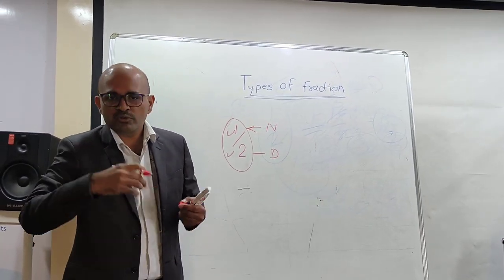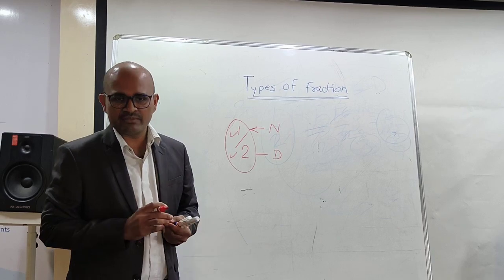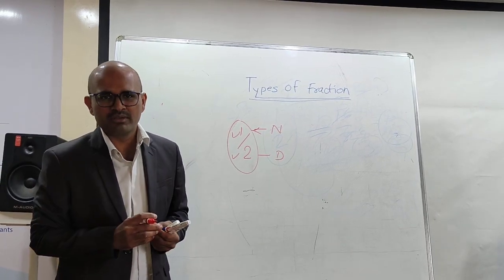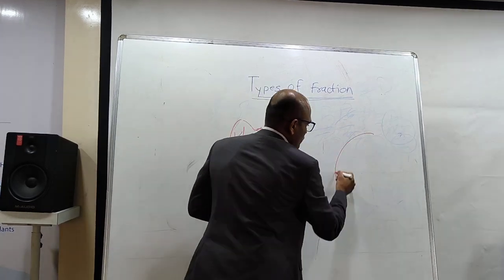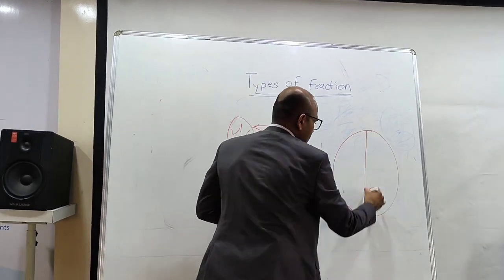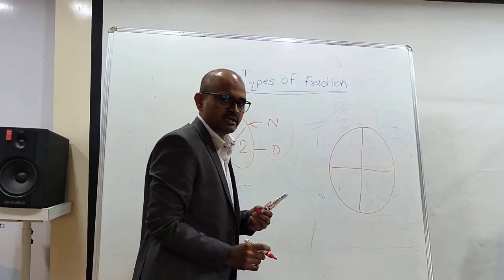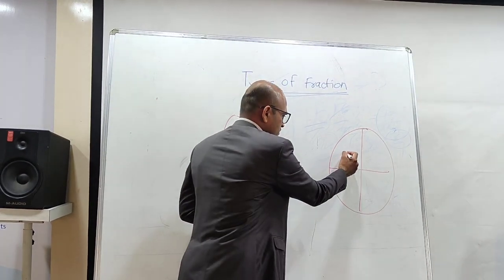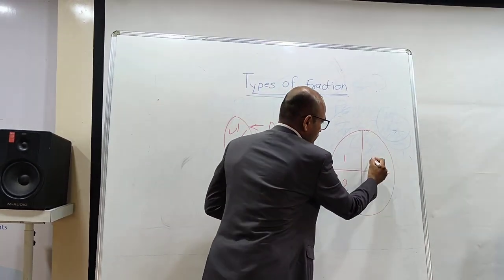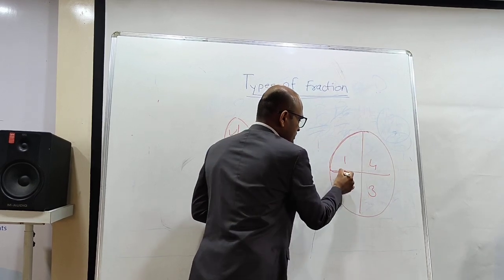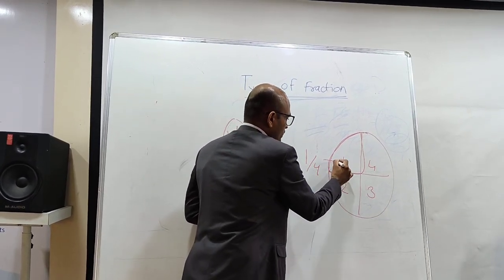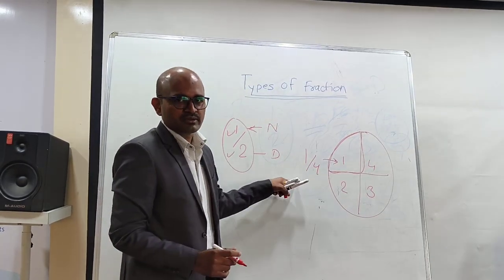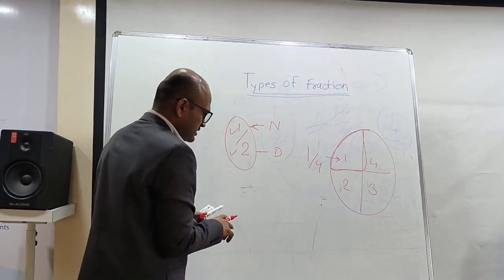Why do we need a fraction? In daily life, you cannot have everything in whole numbers. That's why we need a fraction. Just take an example. This is our pizza, a whole pizza. If you divide it into four parts, what is a single part? 1, 2, 3, 4. If you want to measure, out of 4, this is 1/4. This is a fraction.